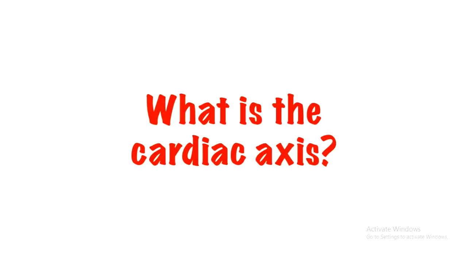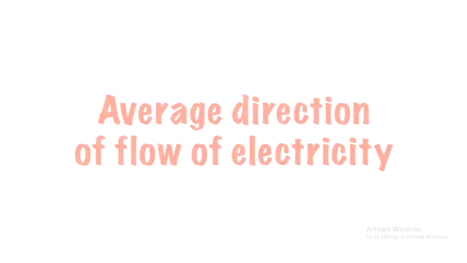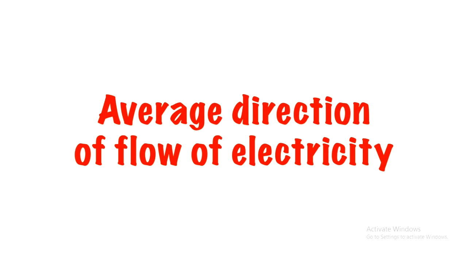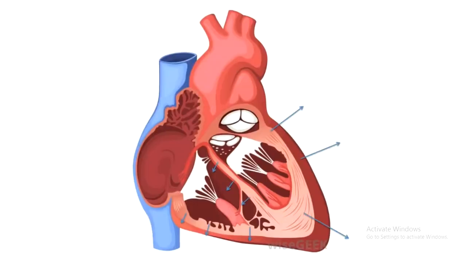So, what is the cardiac axis? It's the average direction of the flow of electricity or depolarization through the heart, the mean electrical vector. Since most electrical activity takes place in the left ventricle with some contribution from the right, it makes sense that most of the mean impulse will be in that direction.